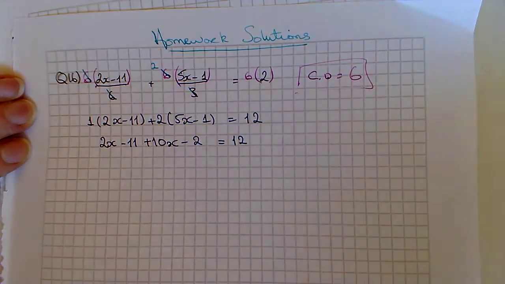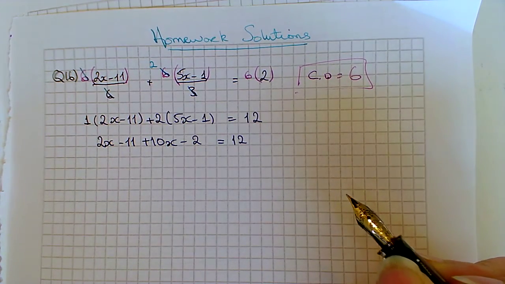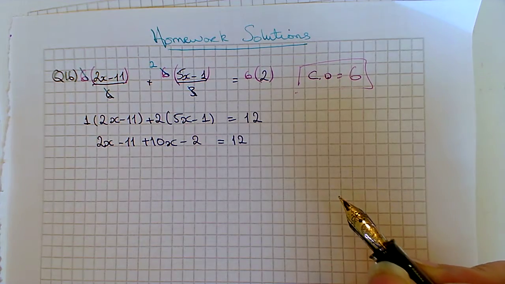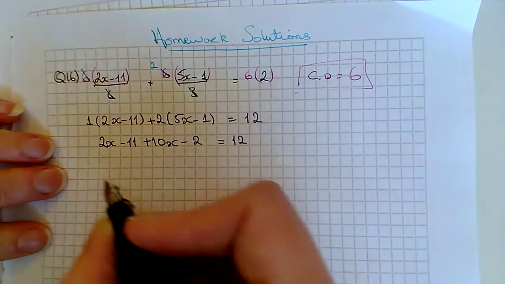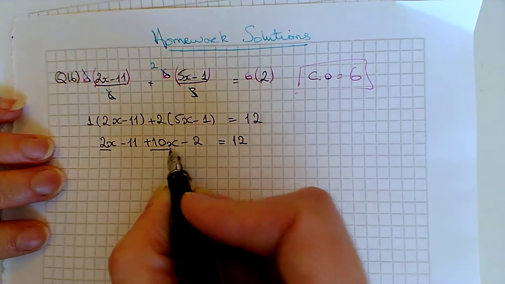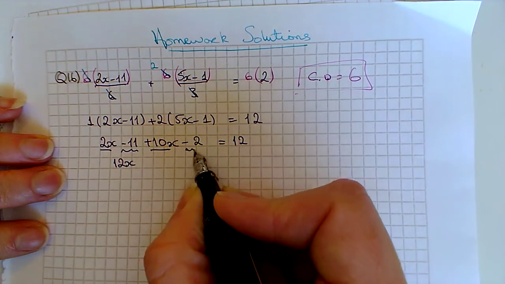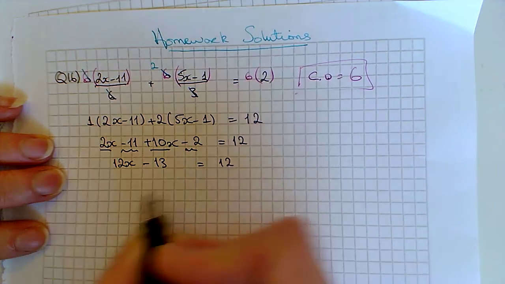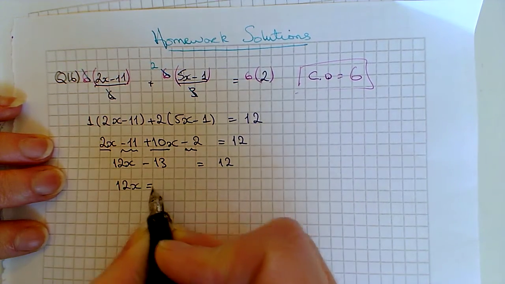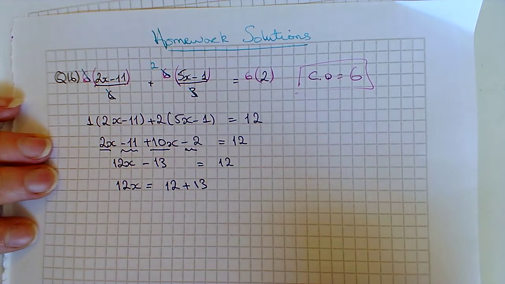And then I'm going to do letters left, numbers right. Well, I might simplify first. As I mentioned yesterday, you don't have to simplify first. You can move first, then simplify, or you can simplify first, then move. So my like terms, 2x plus 10x is 12x, minus 11 minus 2 is minus 13, equal to 12, then 12x is equal to 12 plus 13. Letters left, numbers right, move sides, change signs.